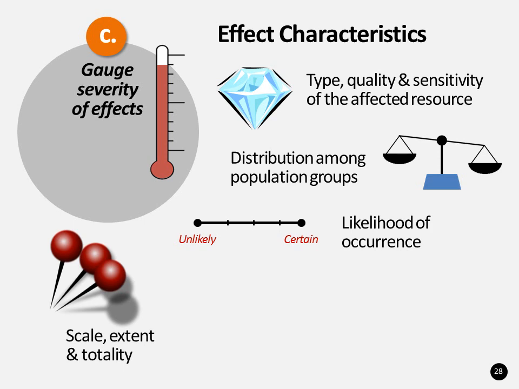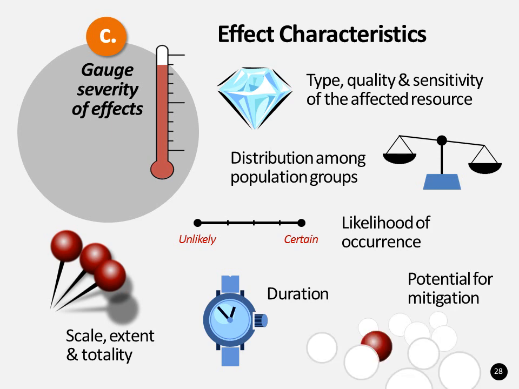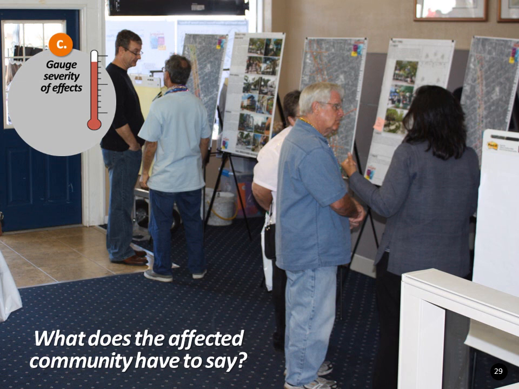scale and extent of potential relocations and their effect in combination with other effects, including direct, indirect, and cumulative effects, and in light of project benefits to the community. Factor the likelihood that the affected resource would be reestablished in the community, or if the displacement would be permanent. The severity of effects is also measured by the potential to resolve the effect through practicable mitigation. And finally, when gauging the severity of effects, be sure to seek input from the affected community.